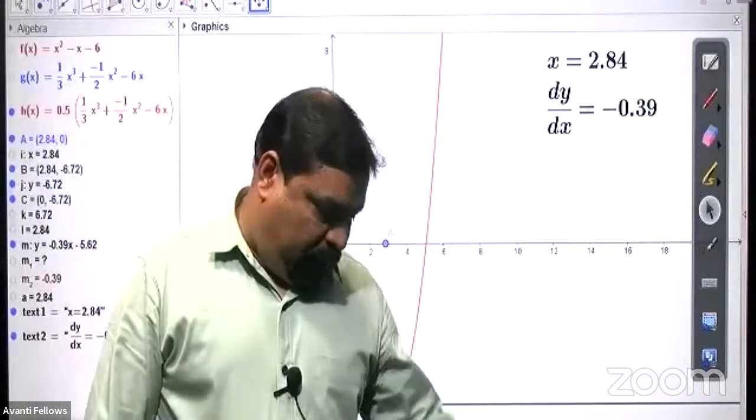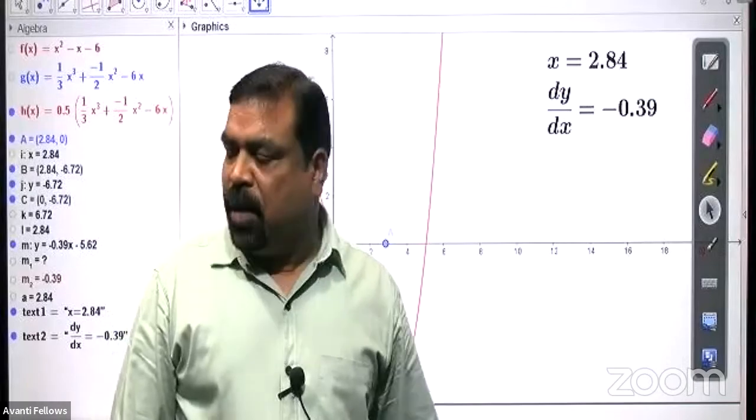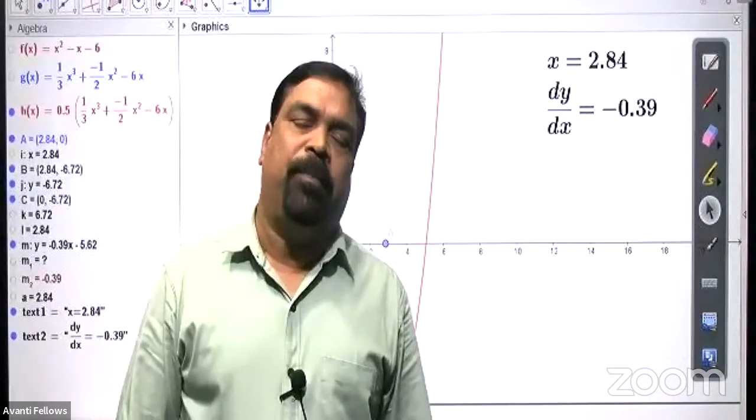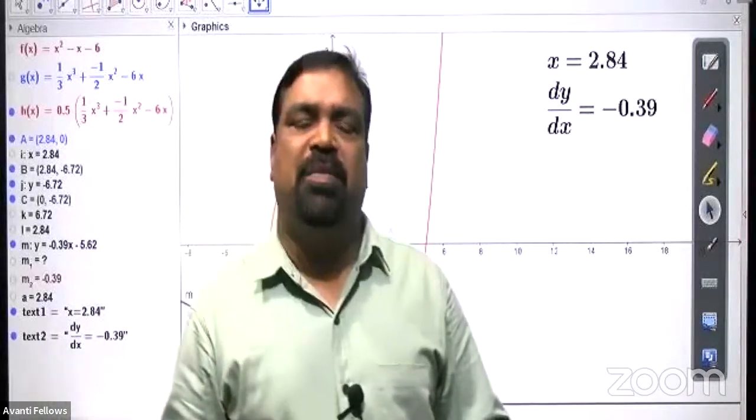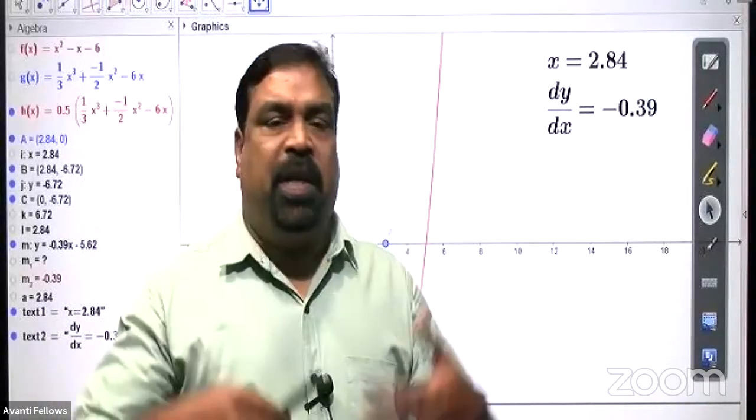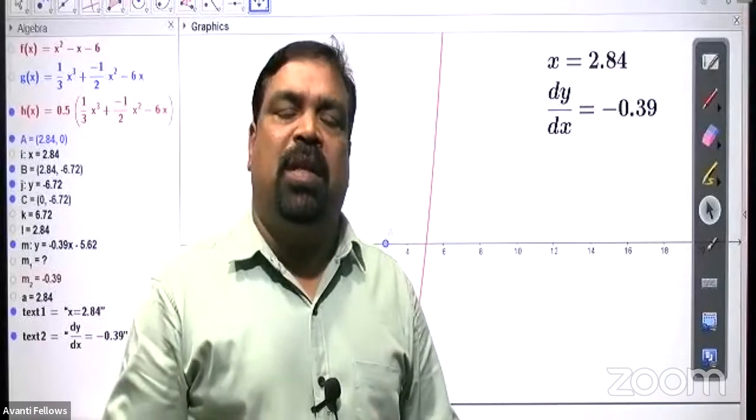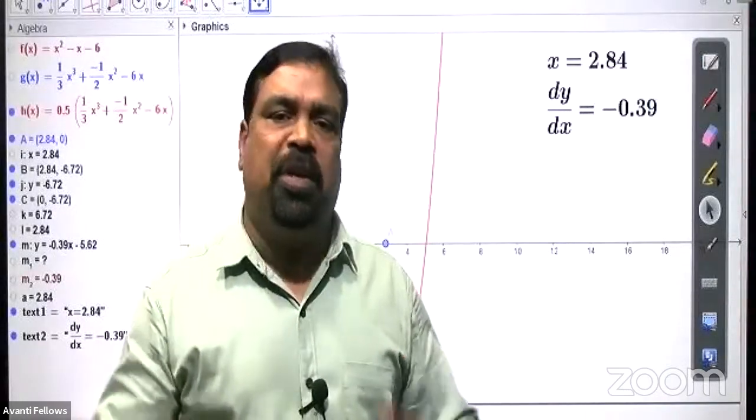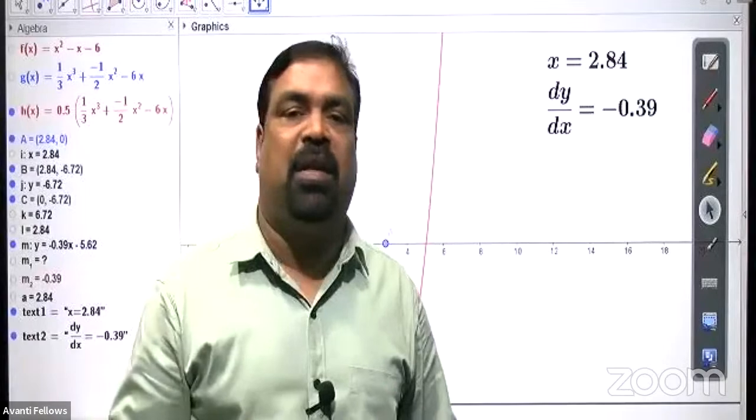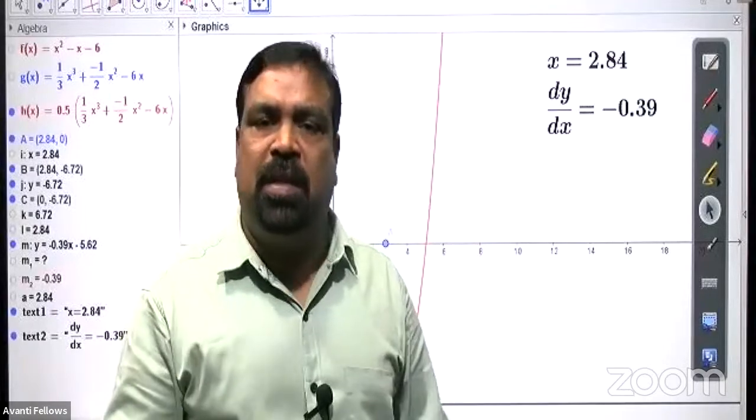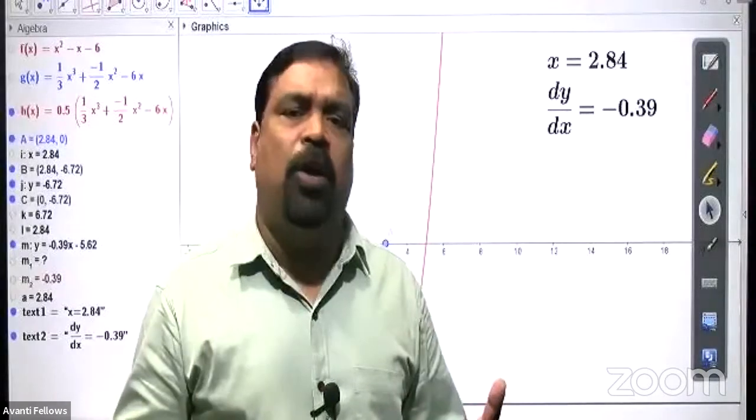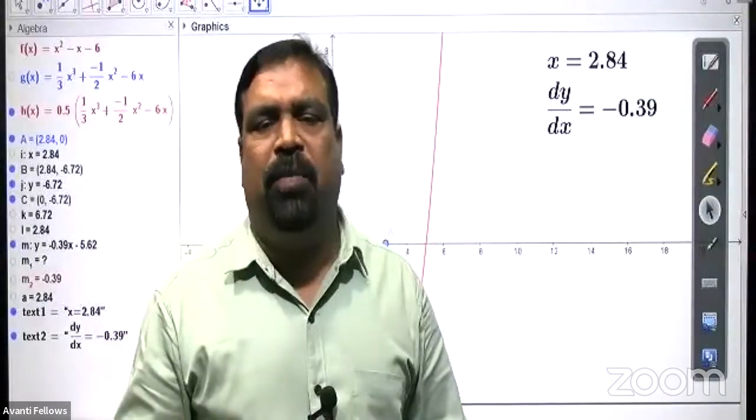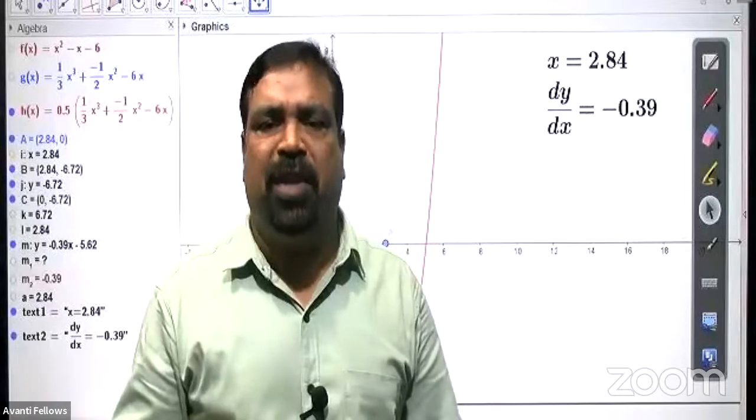So let me start with the increasing and decreasing functions, okay? In the morning, we discussed the increasing and decreasing functions. So using derivatives, how do we determine whether a function is increasing or decreasing, and in which interval it is increasing and in which interval it is decreasing? Simply, we have to find the derivative of that function.